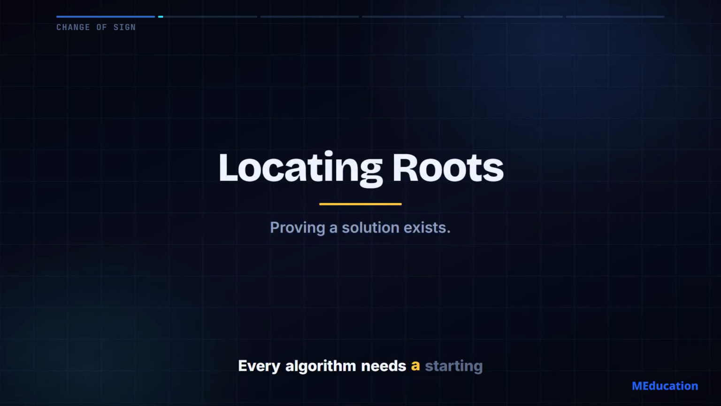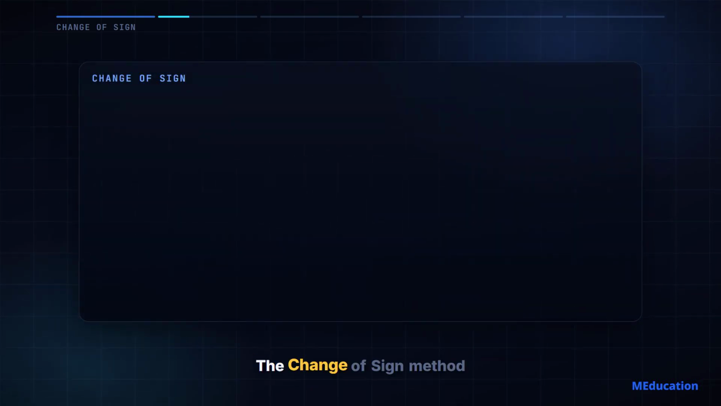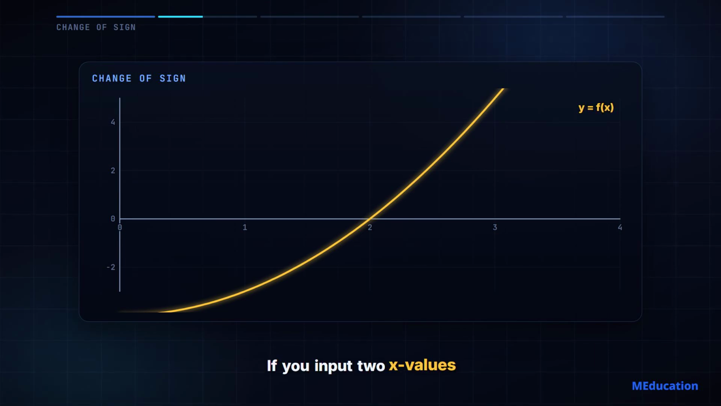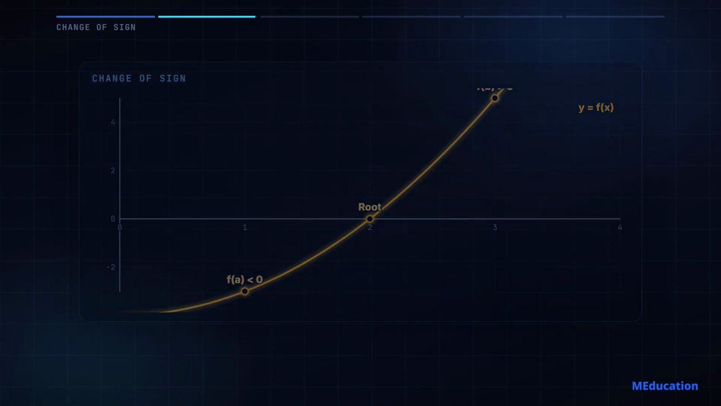Every algorithm needs a starting point. Before you can home in on a root, you must prove one actually exists in a specific region. The change of sign method does exactly this. If you input two x values into a continuous function and the outputs switch from negative to positive, the curve must have crossed the axis. That crossing is your root. In the exam, you must explicitly state this logic and show your values to secure your accuracy marks.